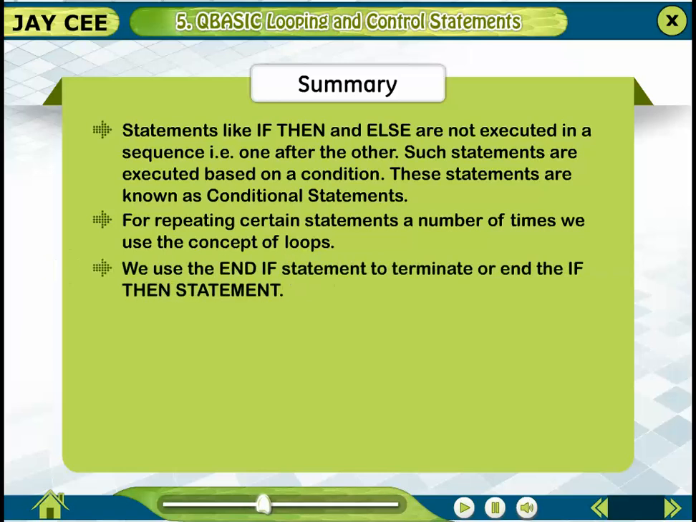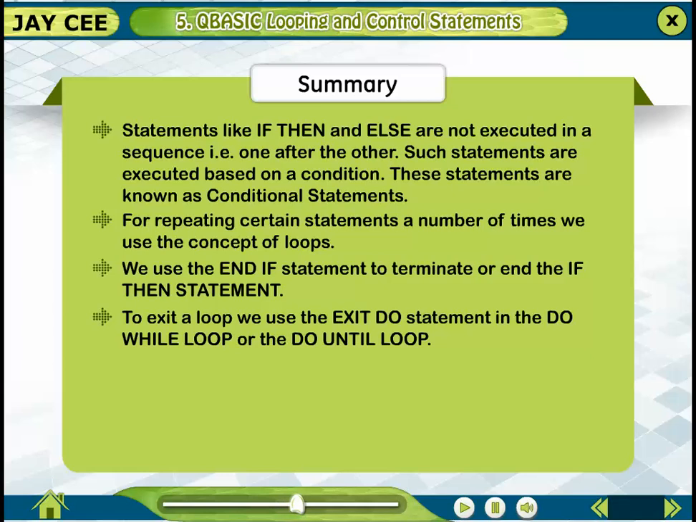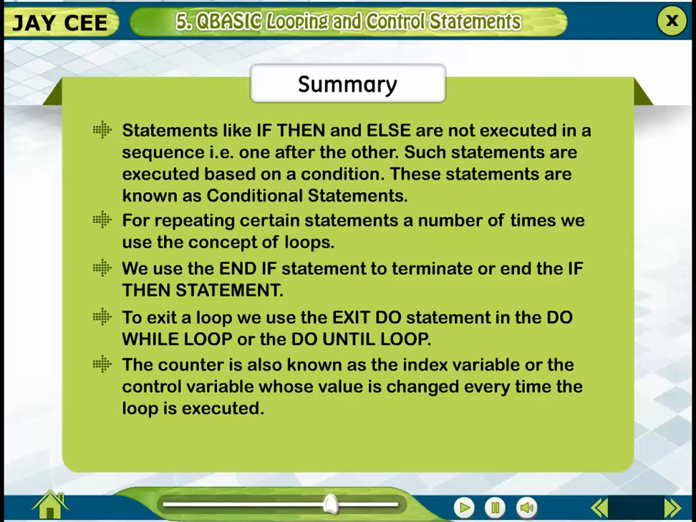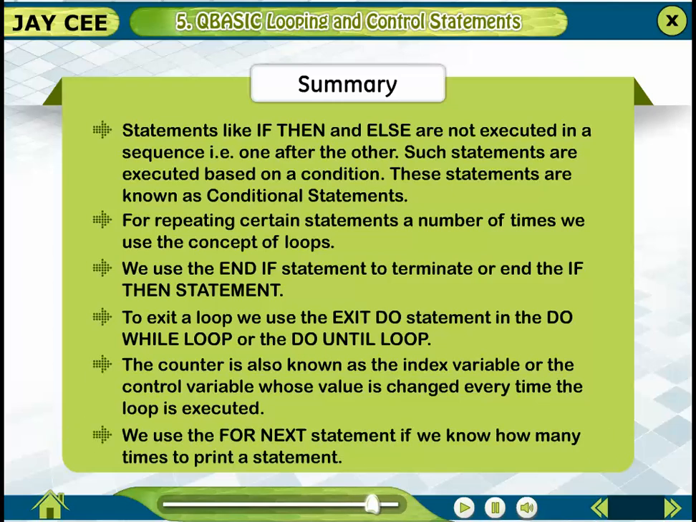We use the end if statement to terminate or end the if-then statement. To exit a loop, we use the exit do statement in the do-while loop or the do-until loop. The counter is also known as the index variable or the control variable, whose value is changed every time the loop is executed. We use the for next statement if we know how many times to print a statement.